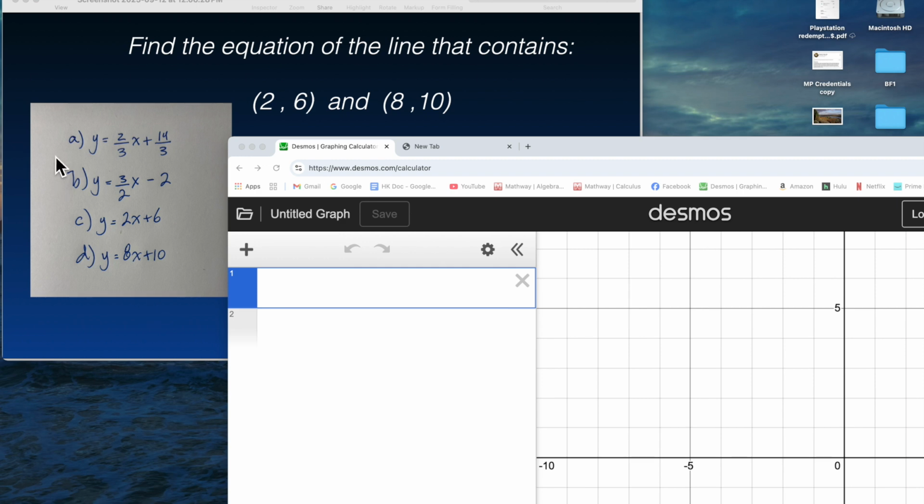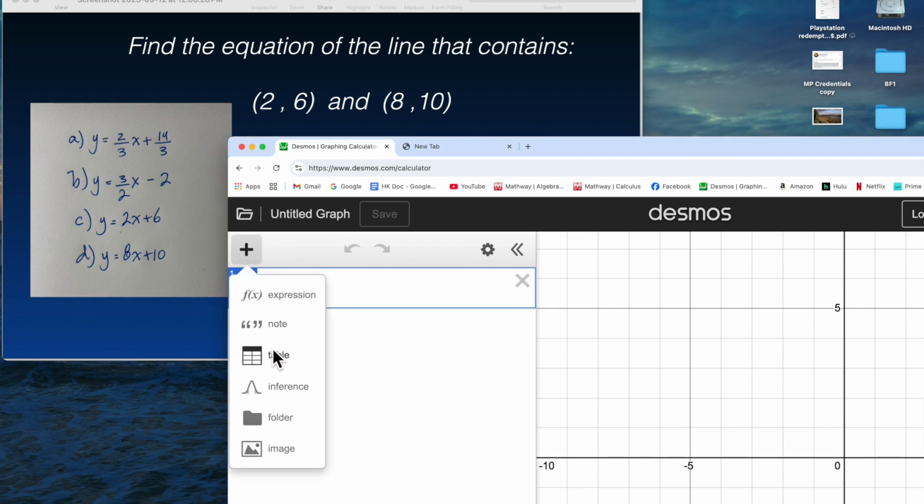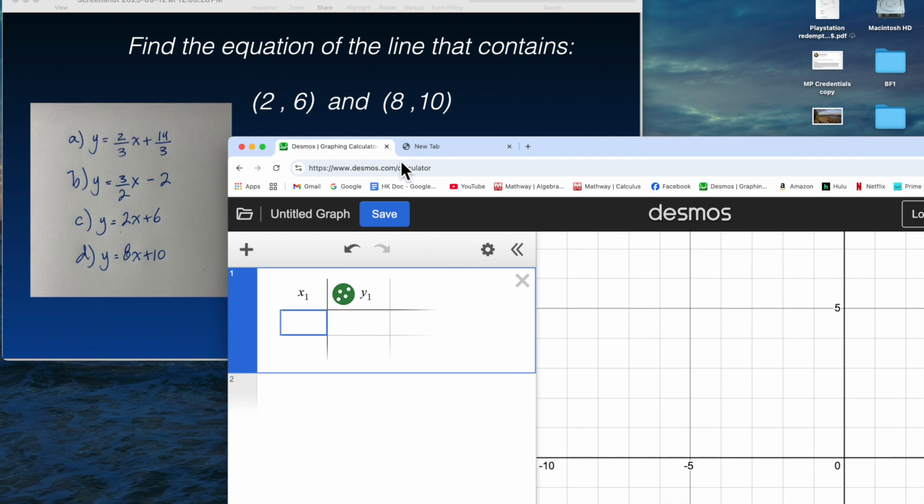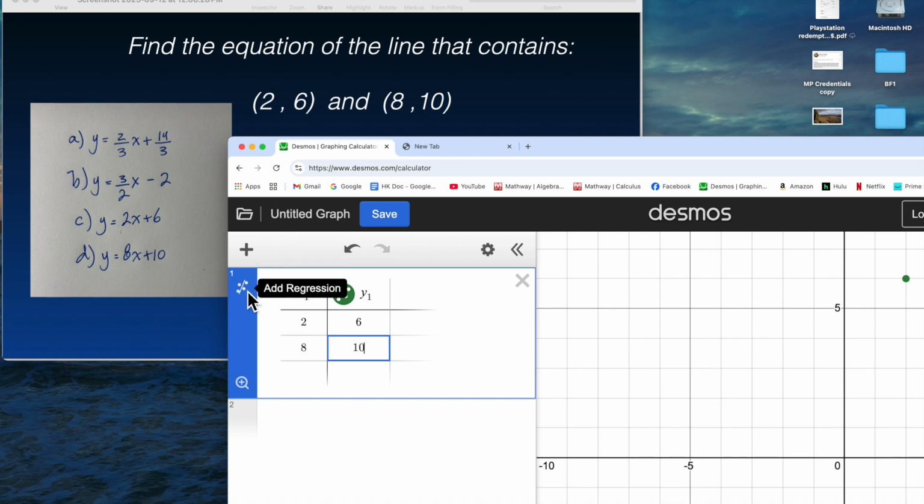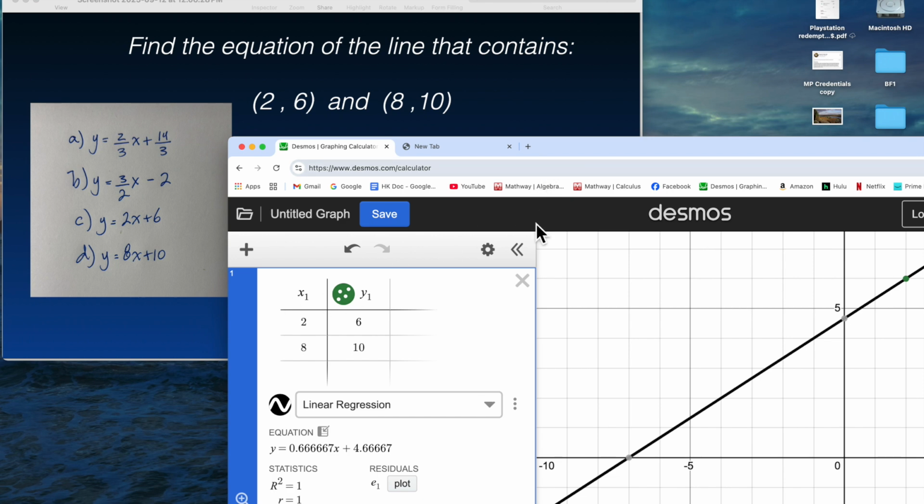Okay, so we already know the choice is A, but folks, I want to show you how to do this using Desmos, just in case for whatever reason you didn't remember the formula for the slope. When you have points like this, you can create a table. I'll go to the plus sign, create a table, and let's enter these 2 points, 2, tab 6, tab 8, tab 10. Next I'm going to go to this little icon right here and hit add regression. Because it's set as a linear regression by default, it immediately gives us our equation.